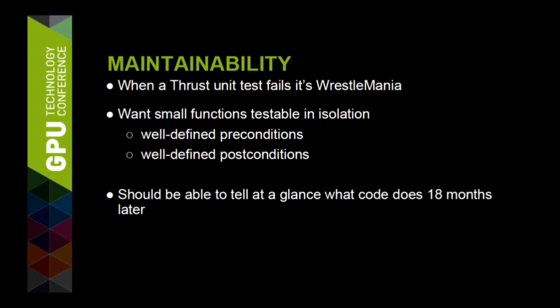So basically, we want code that's easily testable and obvious about what it's doing and why it's broken. We want things like well-defined preconditions and well-defined postconditions. We want things that can be tested very simply. And finally, my test for maintainability is that if I look at some code I wrote, say, 18 months ago, I should be able to tell at a glance what it does. That's not the case today when writing CUDA code, but that's the goal we want to reach at some point in the future.